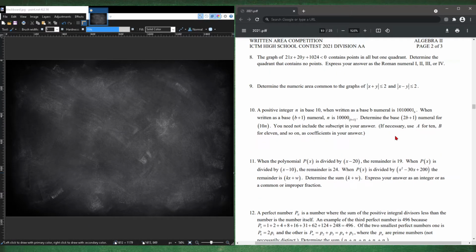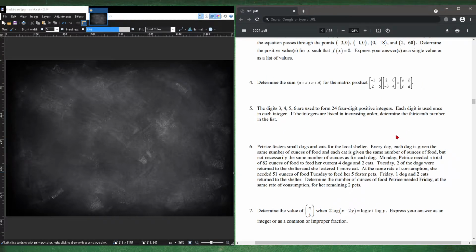Okay, let's begin with number 5. The digits 3, 4, 5, and 6 are used to form 24 4-digit positive integers. Each digit is used once in each integer. If the integers are listed in increasing order, determine the 13th number in the list.